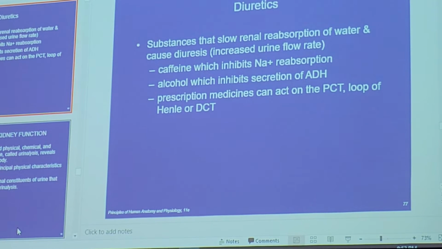But the bottom line is, what happens when you drink a lot? Typically, you throw up, you have to go to the bathroom. Because you inhibit the antidiuretic hormone, so you actually urinate more frequently.